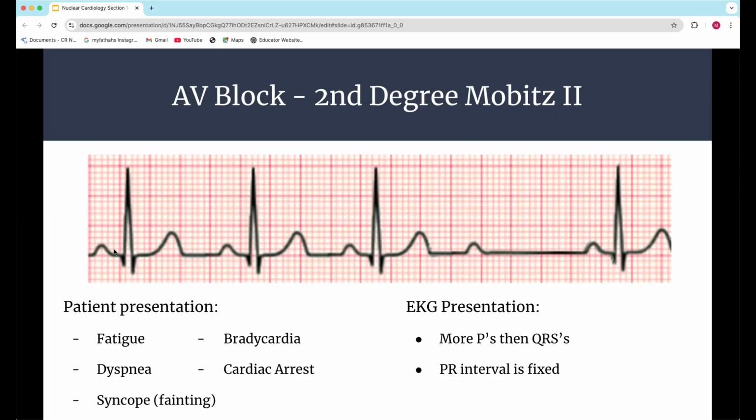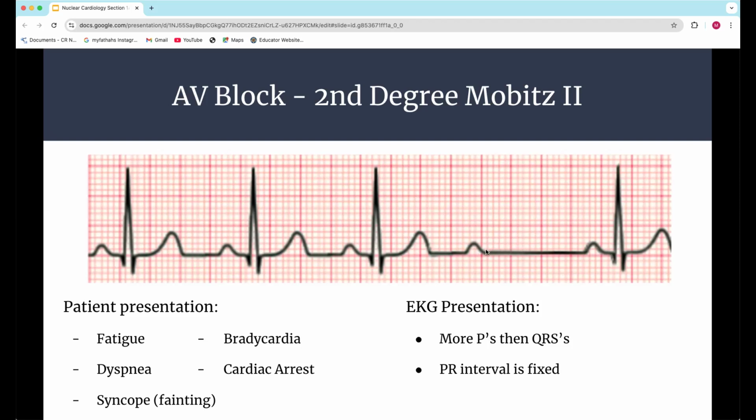Our PR interval is great. It's less than one big box or the 5 small boxes. We get a good signal. Everything's looking good, right? We go to the next one. Awesome. Next one's good. Next one's good. Awesome. Oh, what's this? Now we got a P wave and boom, nothing, right? So essentially what happened here is the P wave fired, but we didn't get a QRS complex.